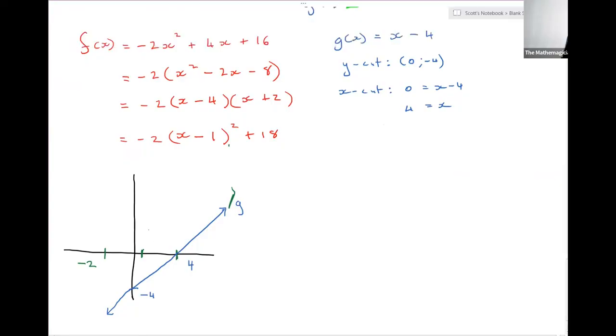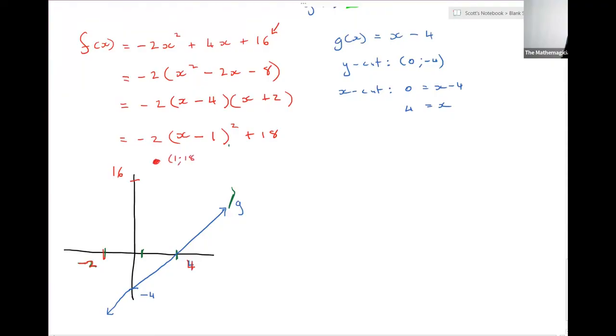All right, so what do we need for any function? X cuts, Y cuts, turning point. Great. Where's the Y cut? Oh, it's 16. Remember, this 16 over here is the constant. So I know that the Y cut is going to be 16. Great. My X cuts are at -2 and positive 4. And I've got a turning point at 1 and 18, which is somewhere up here.